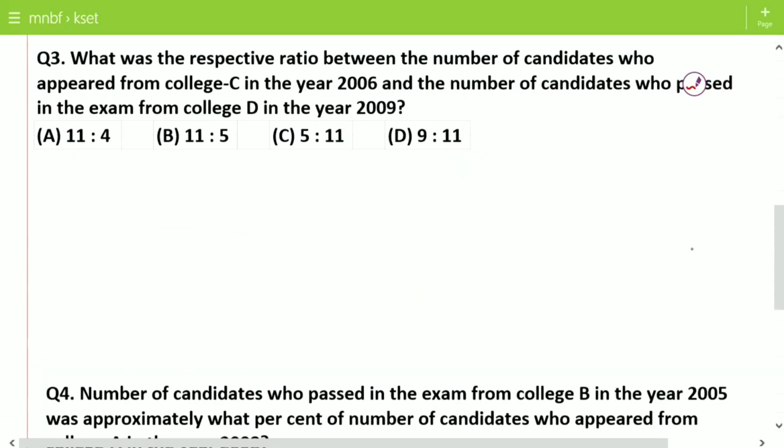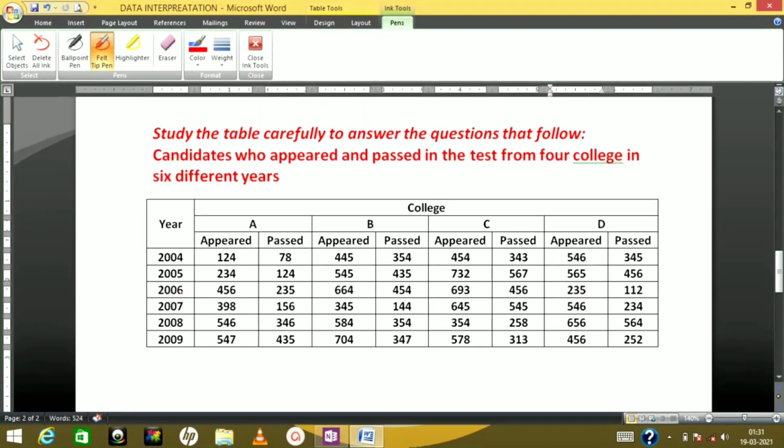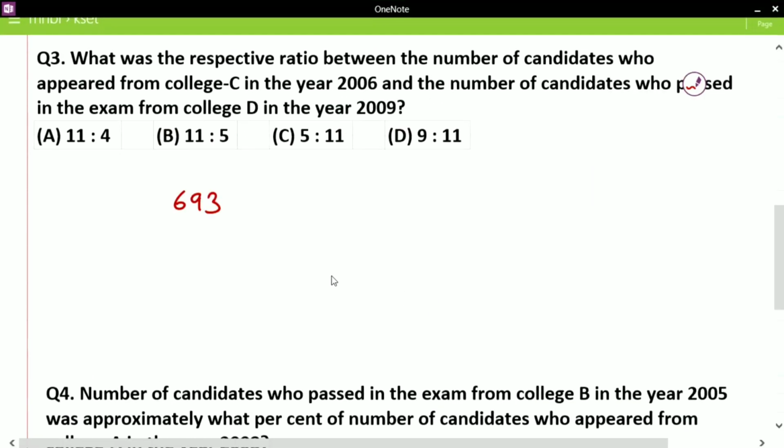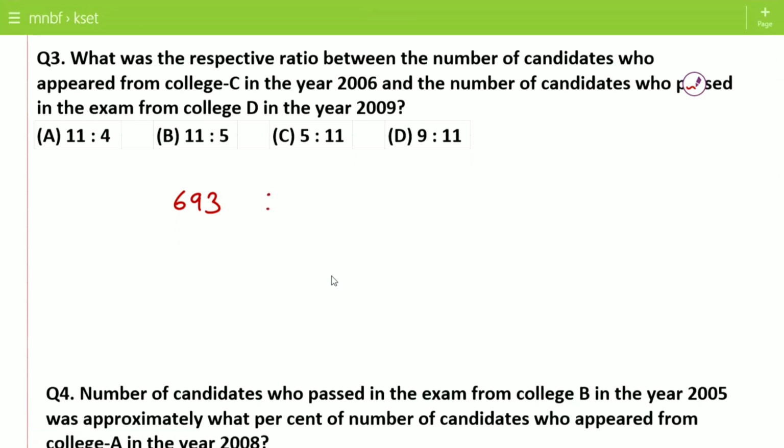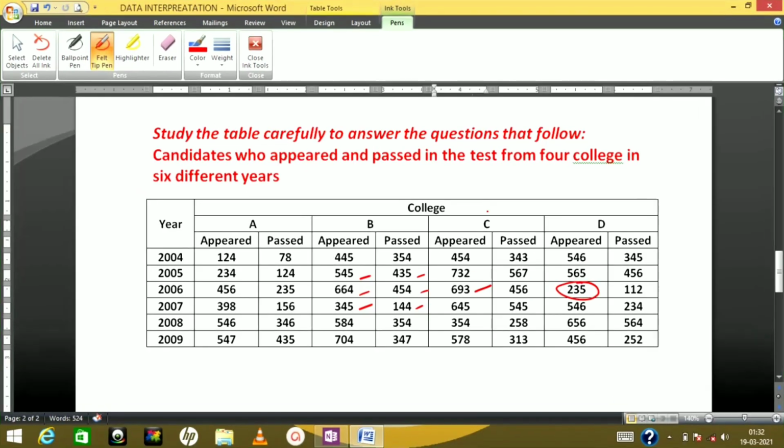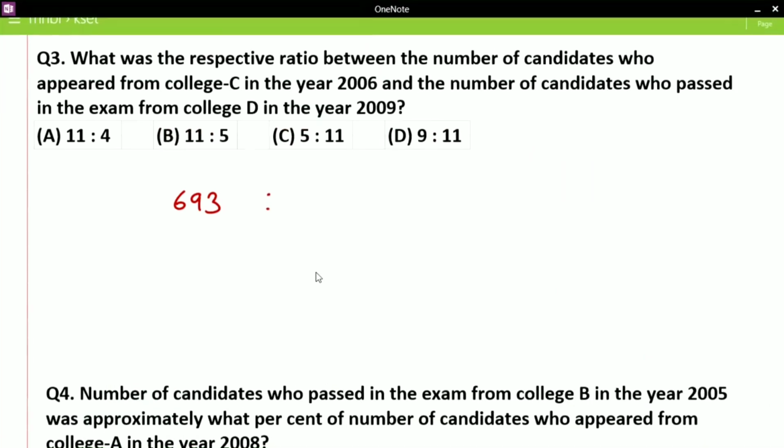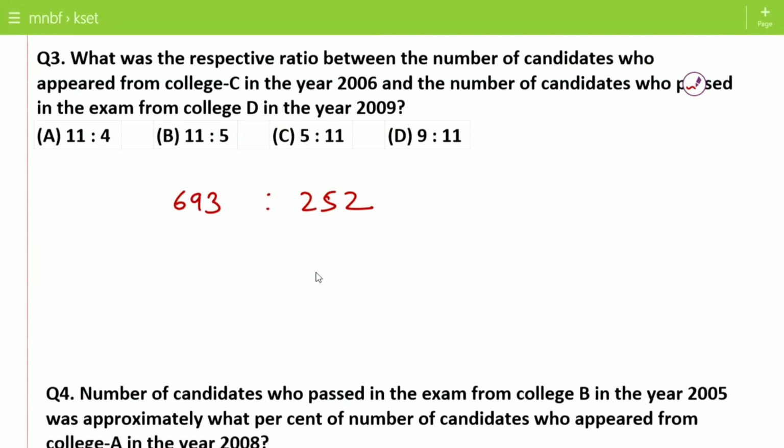What was the respective ratio between the number of candidates who appeared from college C in the year 2006 and the number of candidates who passed in the exam from college D in 2009? So college C, 2006 appeared students is 693. So 693 is to the number of candidates who passed from college D in 2009. How many have passed? 252 have passed.